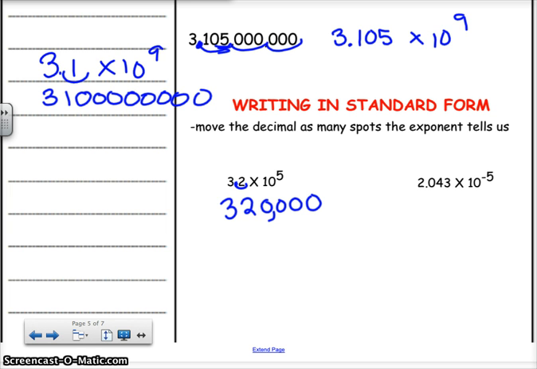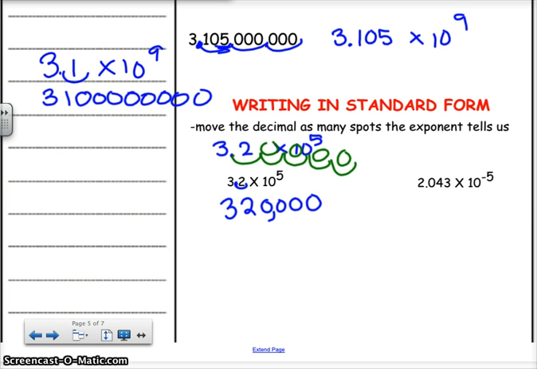Now the other strategy is you can count as you go. There's 1, 2, 3, 4, 5. It just to me looks messy that way. But you can do whatever works best for you. I like to just count to myself how many placeholder zeros.